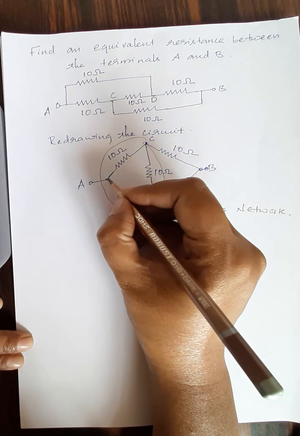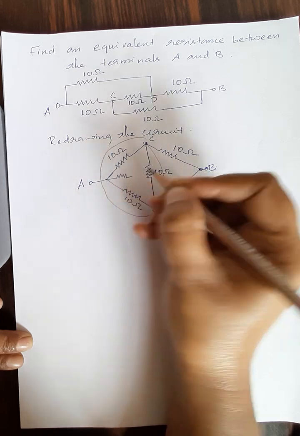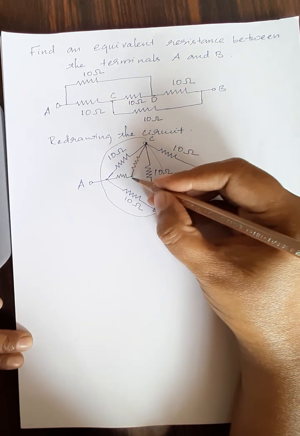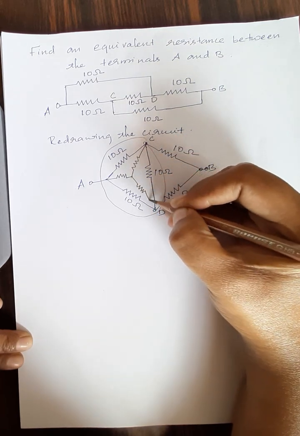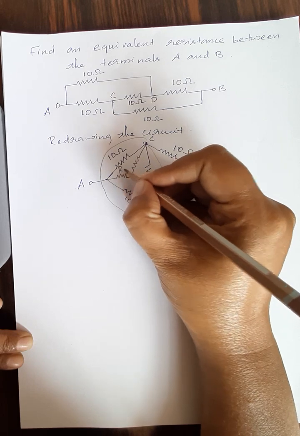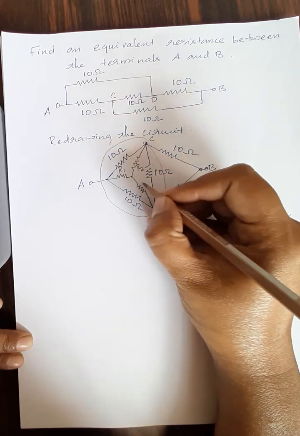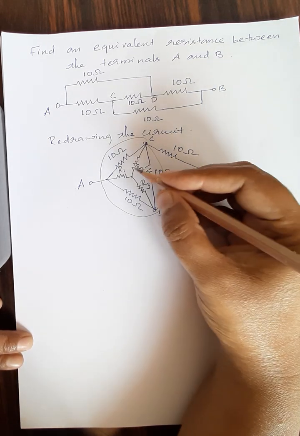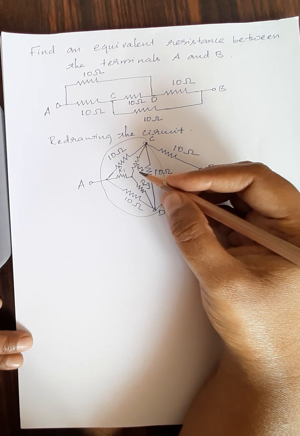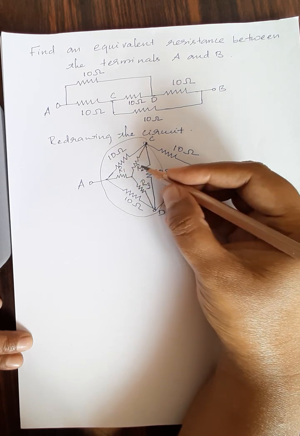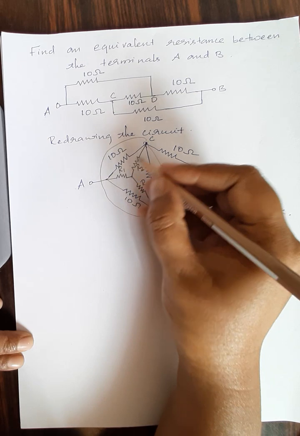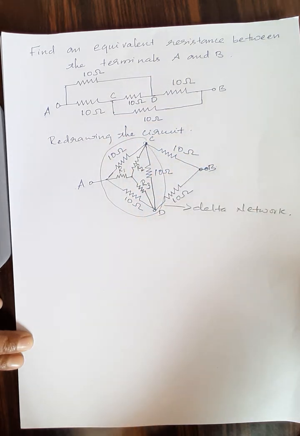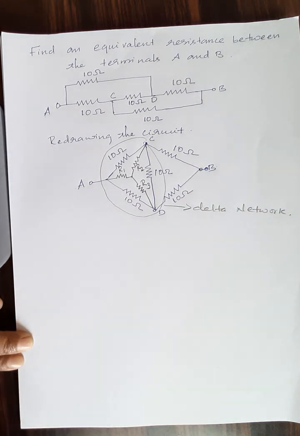Now inside this I will draw one star network. I will name these as resistance R1, resistance R2 and resistance R3. Now by using the delta to star transformation method, you need to find the values of R1, R2 and R3. If you redraw this circuit by applying this star network, the circuit will now look like this.